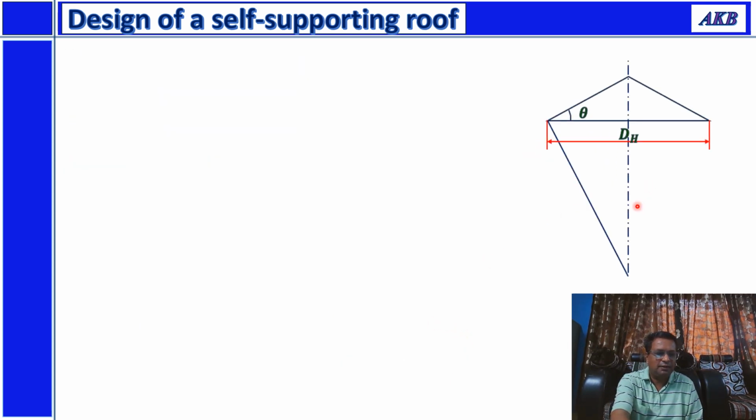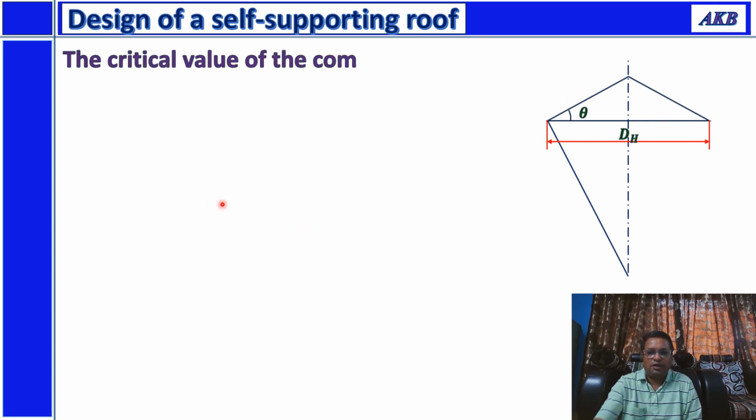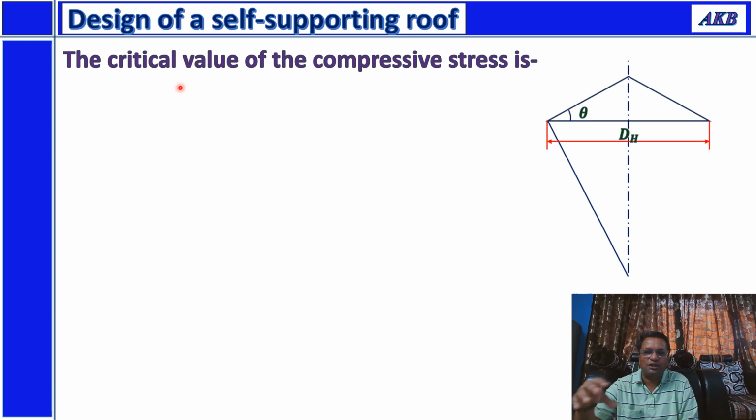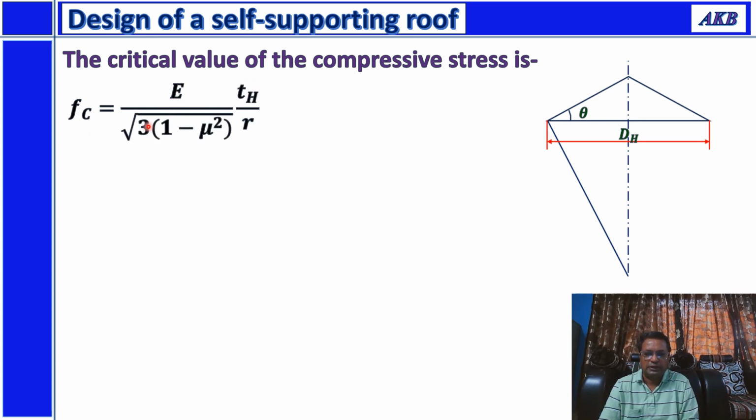Again, continuing with the discussion, I'm taking the previous diagram. Now you also have an equation which will allow you to calculate the critical value. We don't want the stress induced in the roof to reach the critical value. What is this critical value? The critical value for the compressive stress is Fc is equal to E upon under root of 3 into 1 minus mu square into Th upon R.